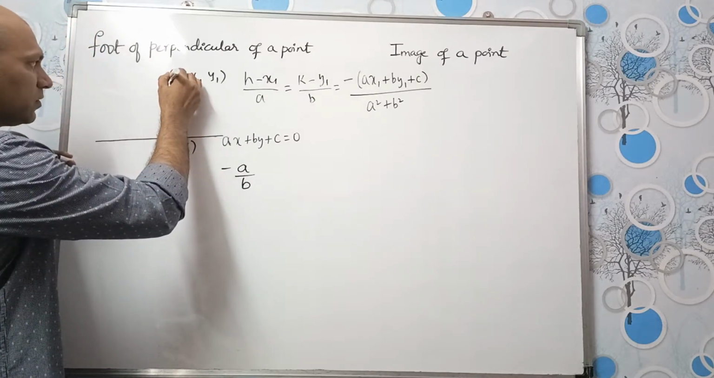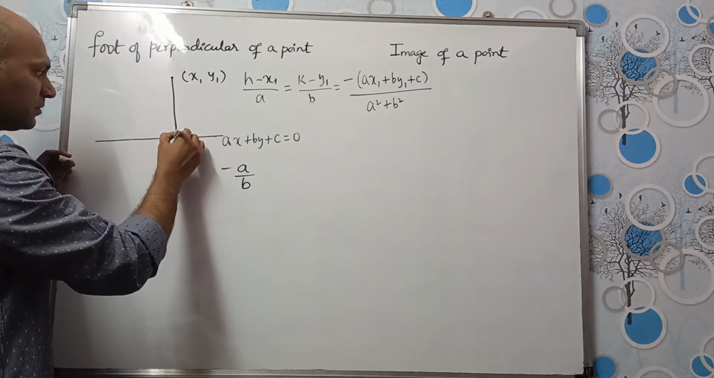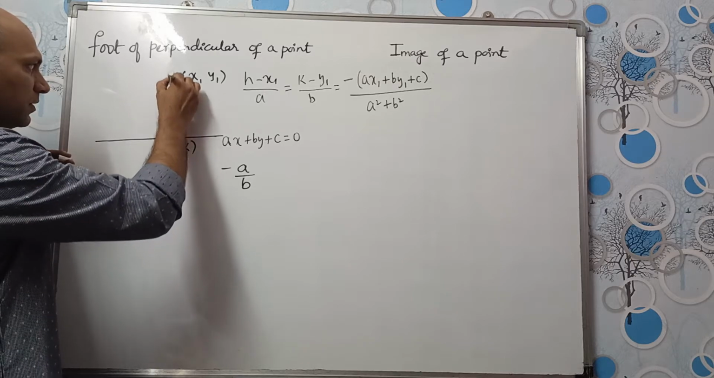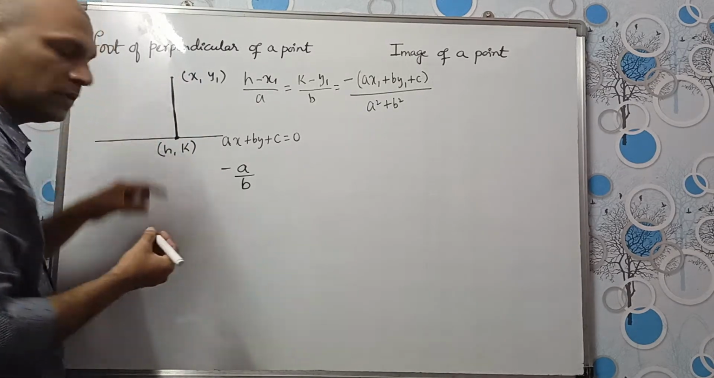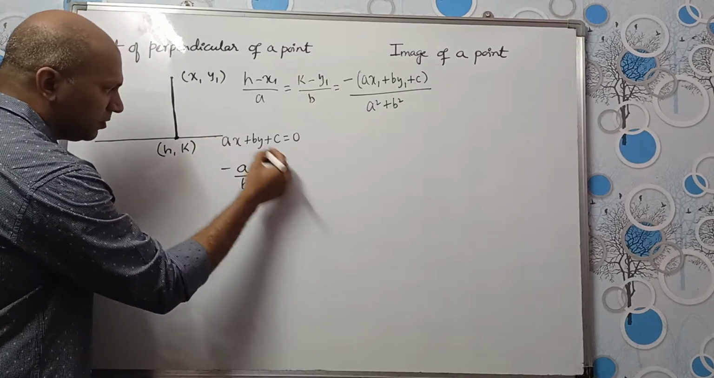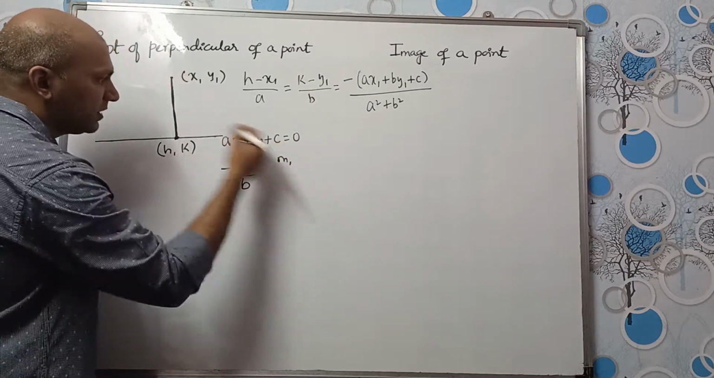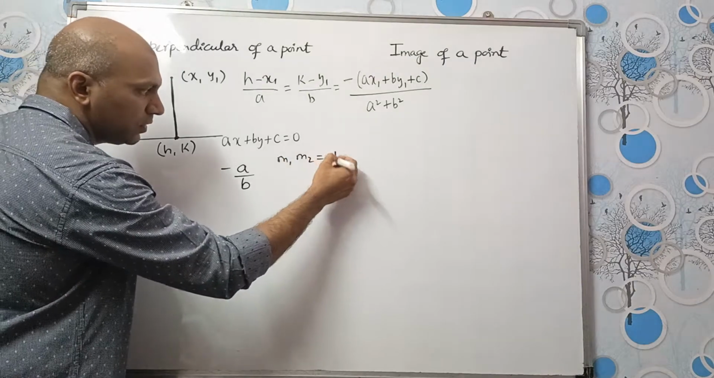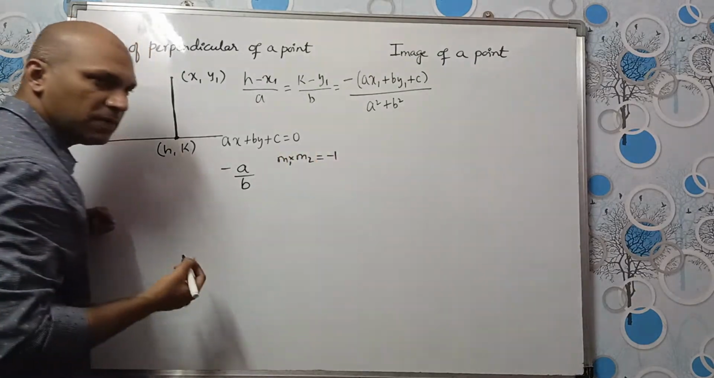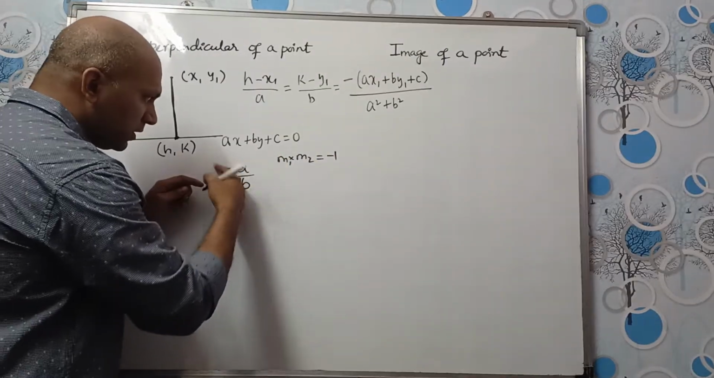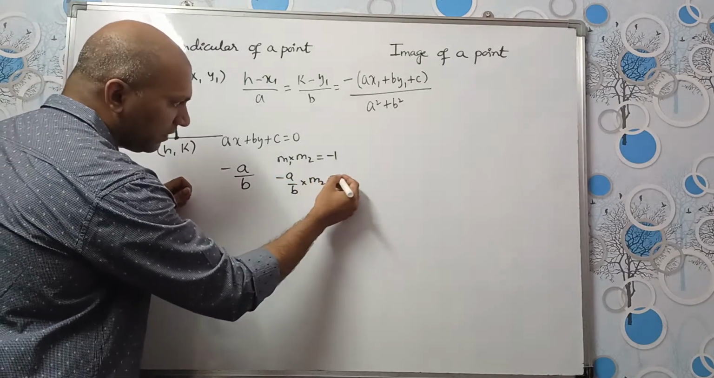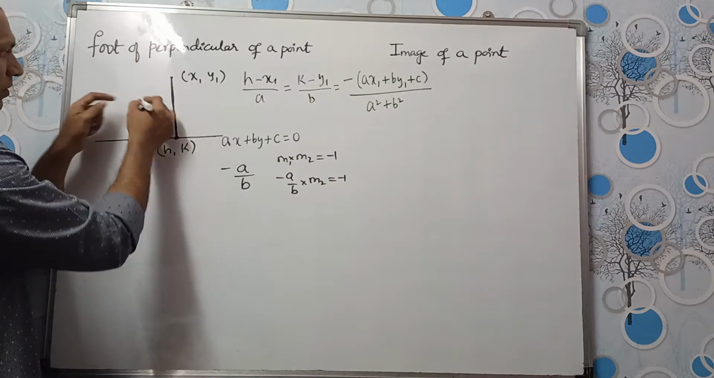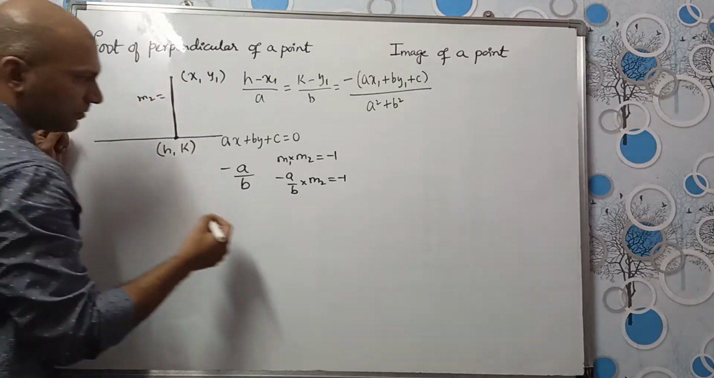Now what will be the slope of this line? This is perpendicular, right? Let us say the slope of the first line is m1 and the slope of the second line, the perpendicular, is m2. We know their multiplication should give us minus 1, right? So if m1 is minus a by b, we are finding m2. This is m2, the slope of this line.